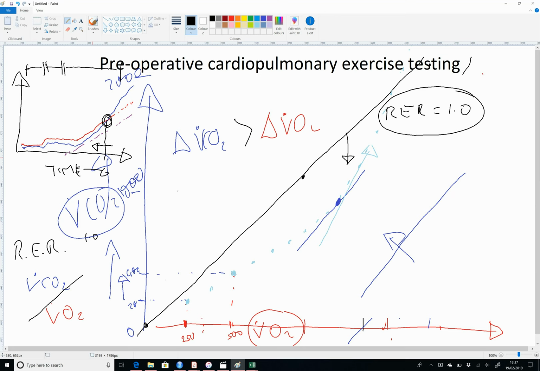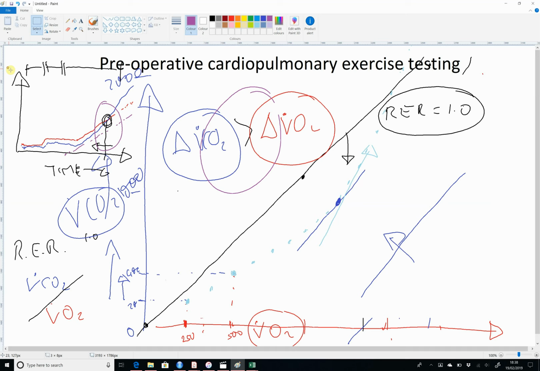And it occurs when the change in carbon dioxide exceeds the change in oxygen consumption. So when these turquoise dots, their slope is steeper than one. Okay, I hope that clarifies something that took me 3 years to work out: the difference between this ratio of one and this ratio of one. They're not the same ratio. So you need to try and clarify that in your head. The anaerobic threshold always happens at an RER less than one.